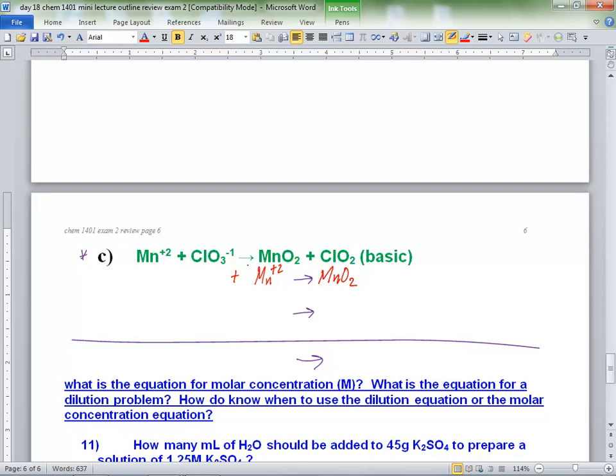Balance everything but O and H. Balance O's by adding H2O. Balance H by adding H plus. Balance charge by adding electrons to the most positive side.